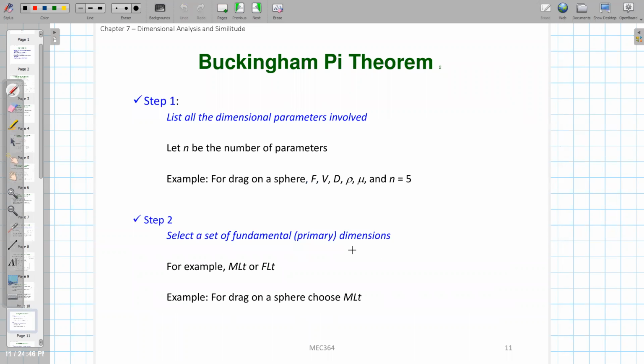So let's still use the problem we mentioned before, the drag on a sphere. This is a step-by-step of how we use this Buckingham pi theorem to find what the important dimensionless parameters will be. So step 1, you list all the dimensional parameters involved. Let's assume n is the number of parameters. For this problem, we will have 5 dimensional parameters involved, right?